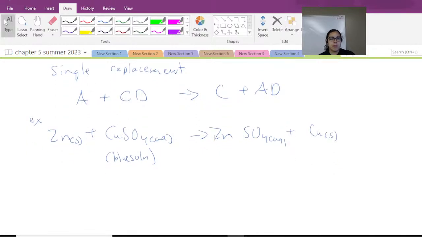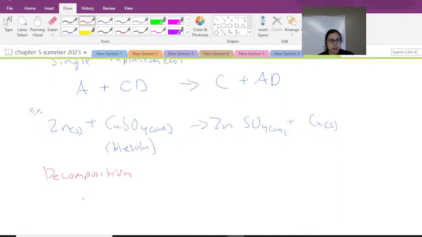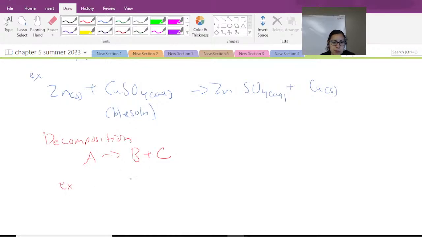And so our other type that we might see is decomposition. And probably the classic, so that's just going to be kind of one thing breaking up into two things. I should have used B plus C. And so a classic example is calcium carbonate can decompose to give you calcium oxide plus carbon dioxide. So those are reaction types.